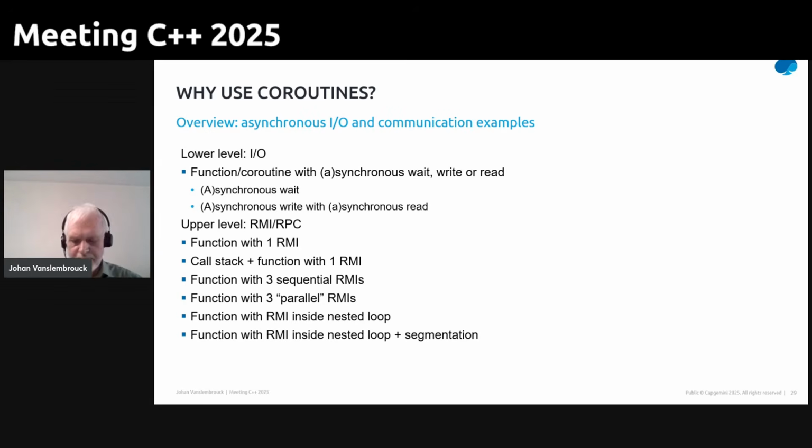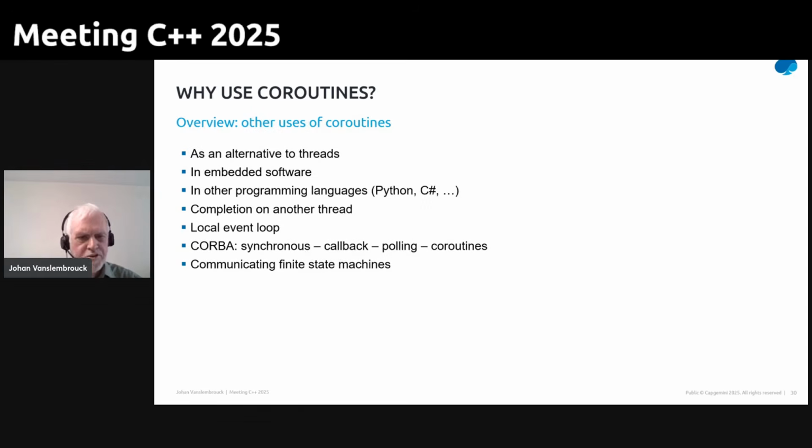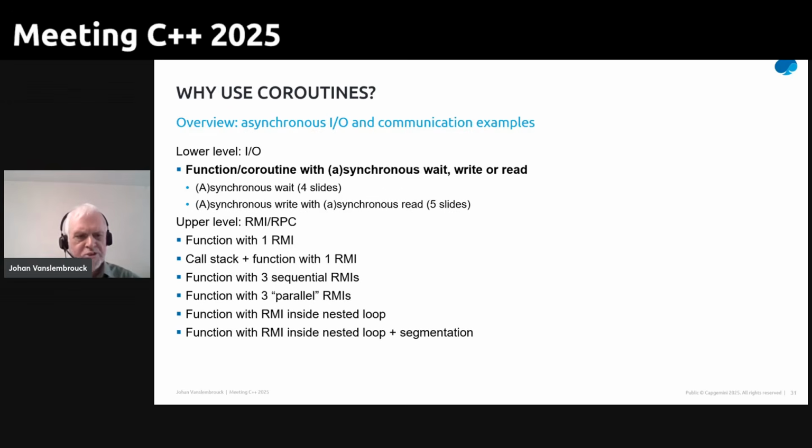Then there is a section that has grown in the past months. It covers other uses of coroutines, as an alternative to threads, in embedded software, and as seen used in other programming languages like Python and C Sharp. We see a little bit about completion on another thread and so on. Now, let's start with this one.